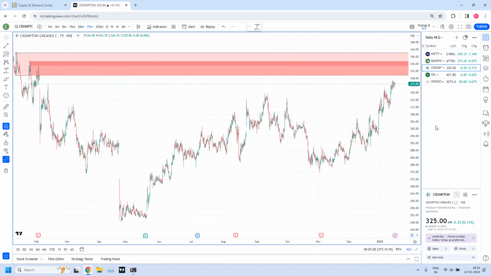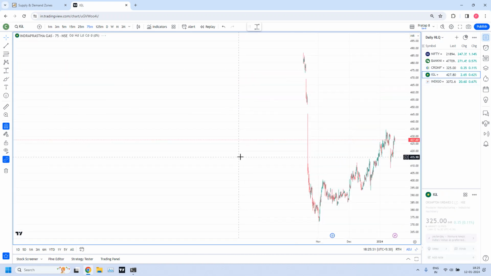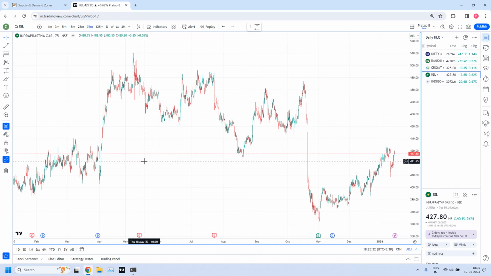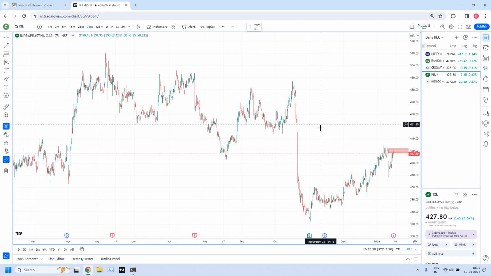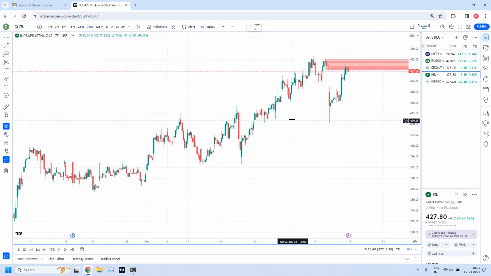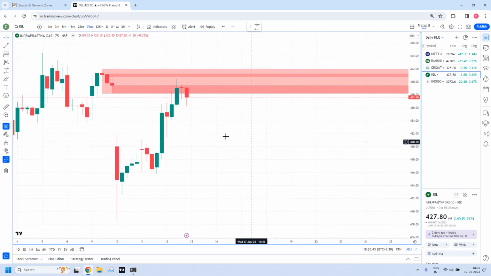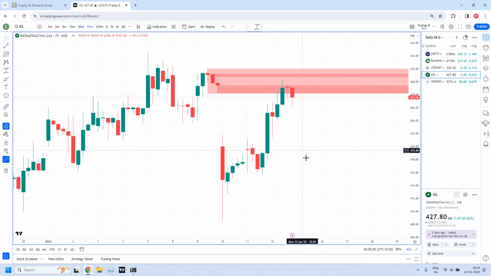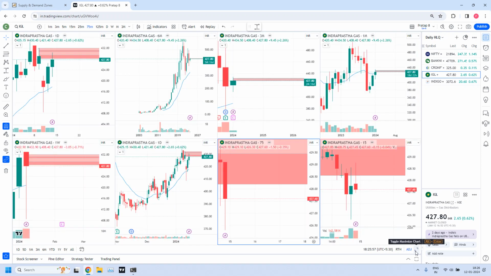The next one is IGL, Indraprastha Gas Limited. And this is a 75 minutes high liquidity zone. And even here we didn't plan any trade, even though I fine-tuned. The reason is the fine-tuned zones are not good. Price structure is not good. They will be easily violated. So let me show you.